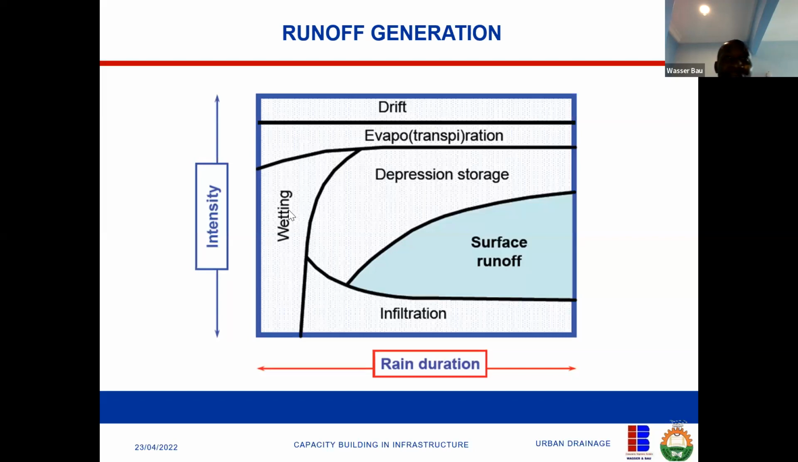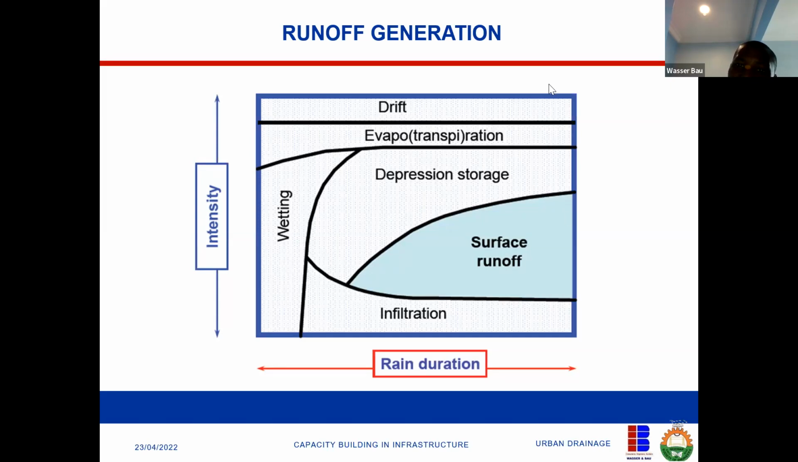When rain falls, sometimes it won't generate runoff. There's no water in the drain because it is just wetting. So after wetting, it will now come to deep storage. Then some will infiltrate into the soil. Some will infiltrate deeper and constitute the unconfined aquifer of the groundwater. Then only a percentage will come as runoff. Only a percentage will constitute runoff. So this is the percentage you're going to design for.